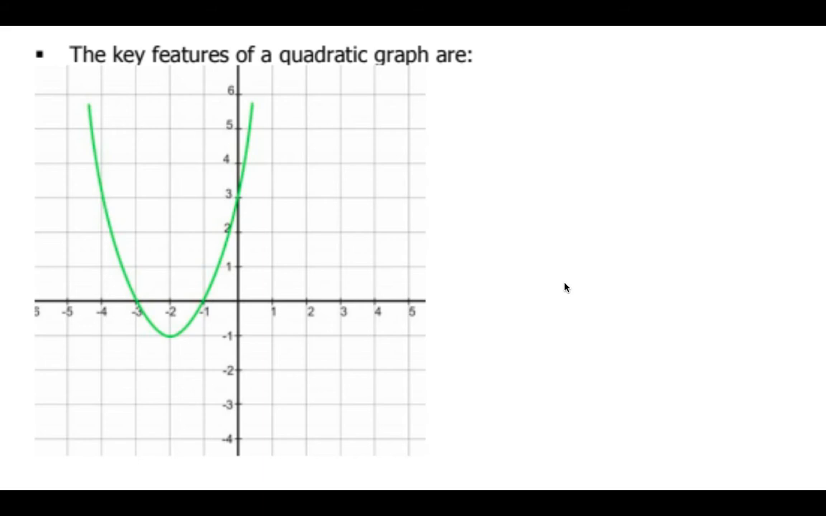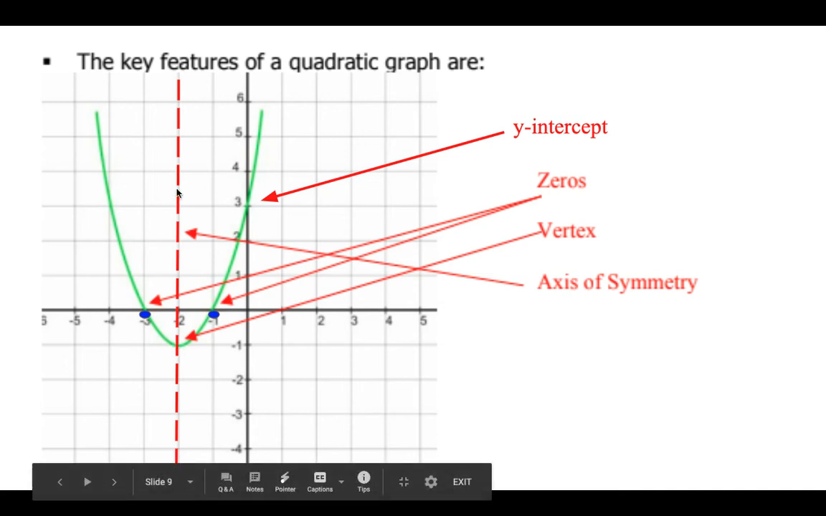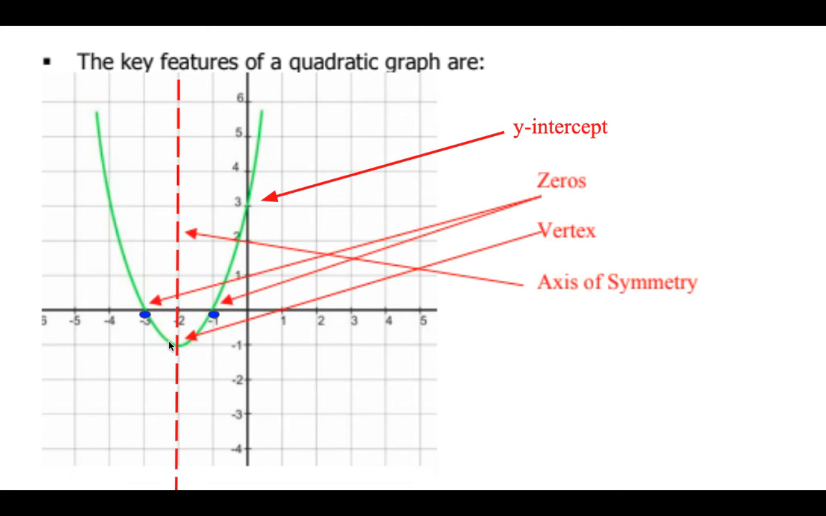We also labeled some key features of quadratic graphs. So if we have this quadratic graph, here are the key features that we really looked at. The vertex, remember, is the point of the graph that's either the lowest in this case, or if it's facing the other way, the highest. I like to think of it as the point where the graph starts changing direction as well. So that's the vertex.